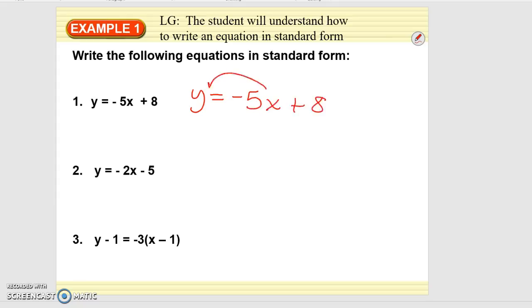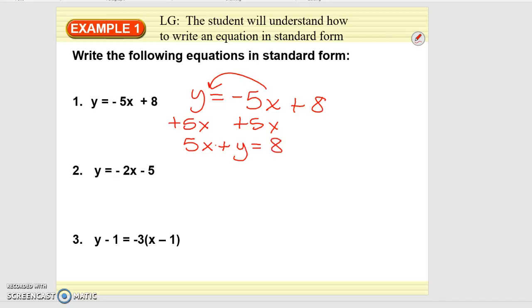And we want to pull this negative 5x over. So I'm going to have to add 5x to both sides. So now I get 5x plus y equals 8.